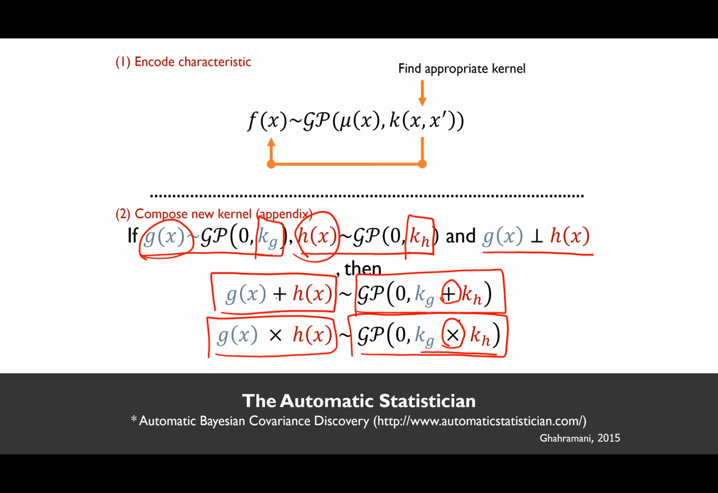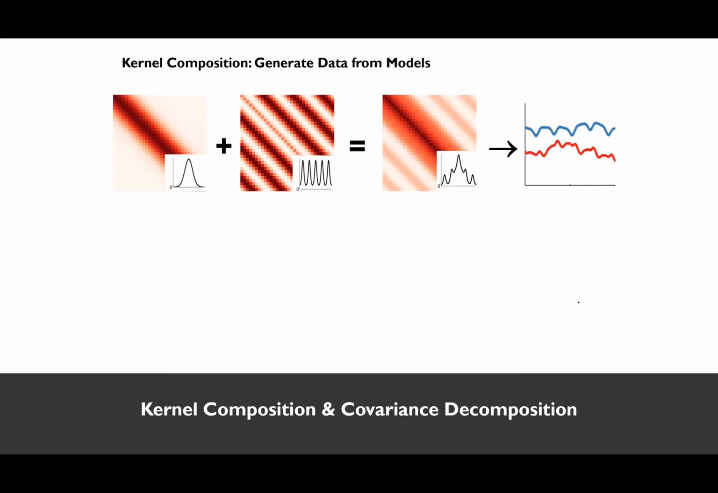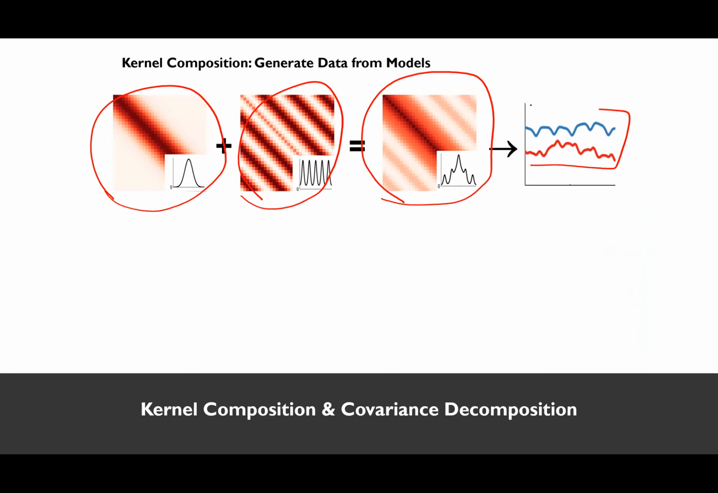So if we sum the squared exponential and the periodic part, we can have a little bit periodic but smooth function with noise. And if we sum the linear plus periodic one, then we can represent a linear trend but with periodicity. And if we multiply the squared exponential and the periodic one, we can also get a little bit spiky but periodic form. So this is actually a generation model. We have a smooth one, a periodic one, and the summation of these, and we will get this data.